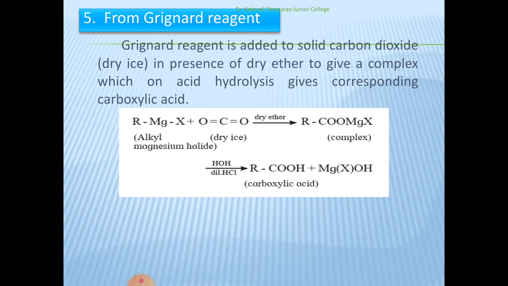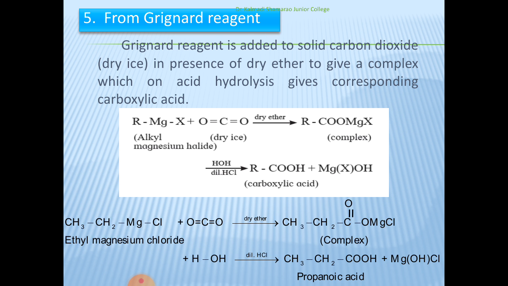General reaction: RMgX plus CO2 in presence of dry ether gives a complex which on hydrolysis in presence of acid gets converted into carboxylic acid. Reaction: ethyl magnesium chloride, that is CH3CH2MgCl, plus CO2 in presence of dry ether gives magnesium complex which on acid hydrolysis gets converted into CH3CH2COOH, that is propanoic acid, plus Mg(OH)Cl.